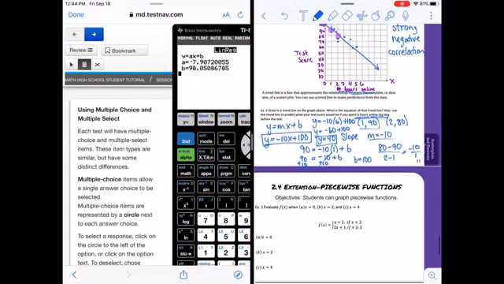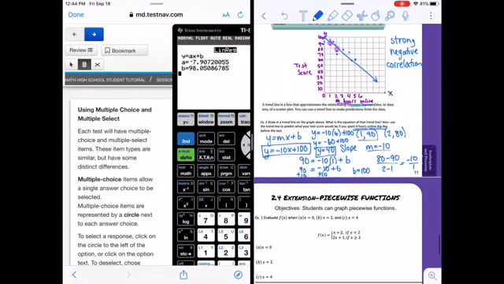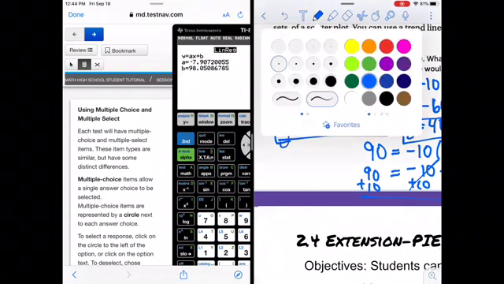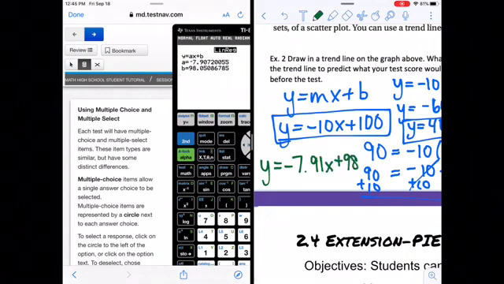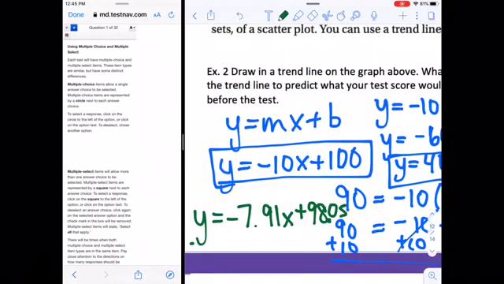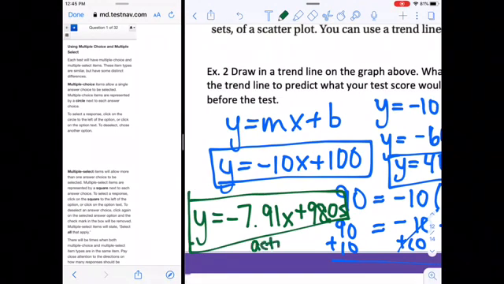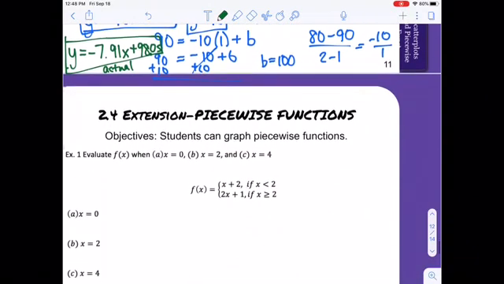So I will pull that up, and if we want our actual regression line, this is y equals -7.91x plus 98.05. So this is actual. And our first one is estimate.